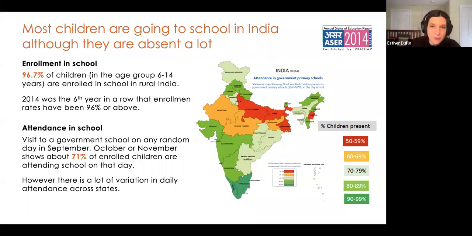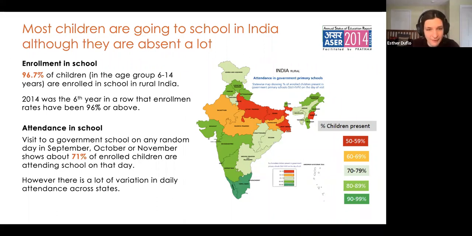A key finding is most kids are going to school in India, although they are absent a lot. So in 2014, this is several years ago already, almost 97% of kids in the age group 6 to 14 were enrolled in school in rural India. This was the sixth year in a row, and until the pandemic, it remained true, where enrollment rate had been above 96%. Attendance is lower.